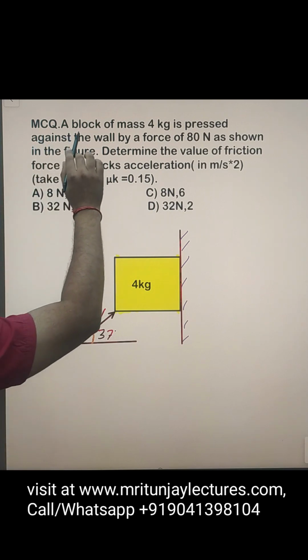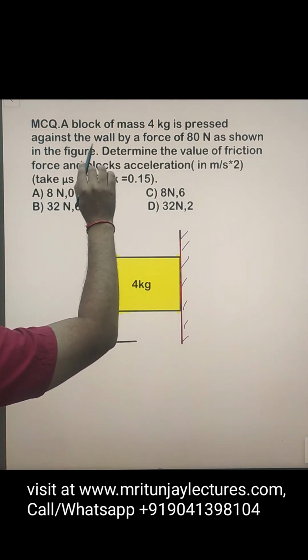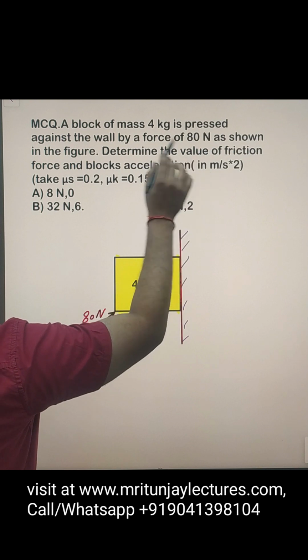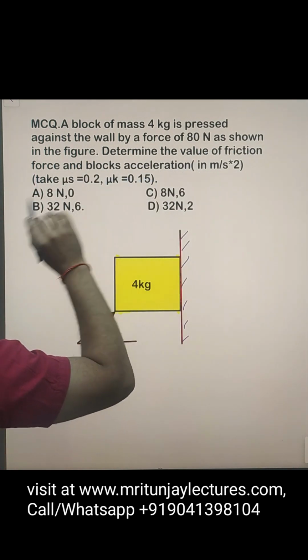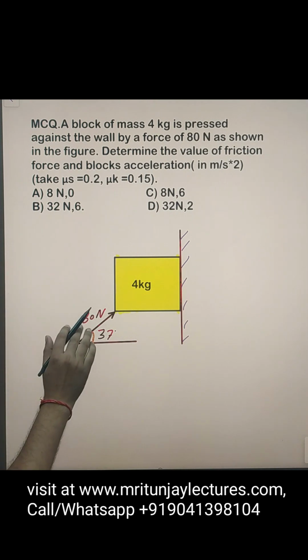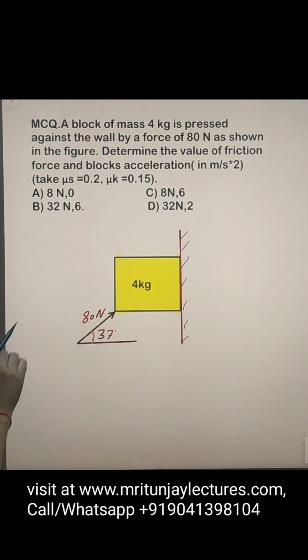Now, question of the day. A block of mass 4 kg is pressed against the wall by a force of 80 Newton as shown in figure. Determine the value of frictional force and block acceleration. Okay, our motto: determine frictional force and acceleration of the block.